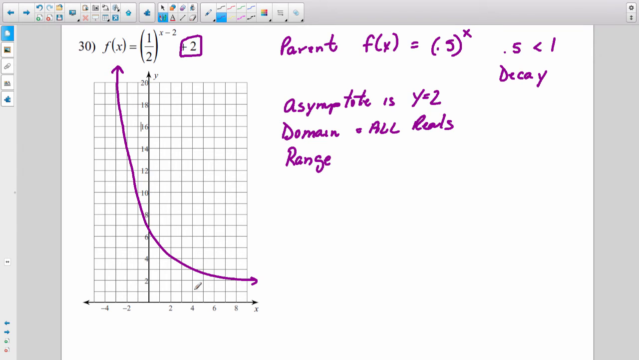So the range will be from 2, soft bracket, because you're not equal to, and stopping, if you could possibly stop, at infinity, soft bracket. Cool. Another way to write that: y greater than 2, less than infinity. Nice.